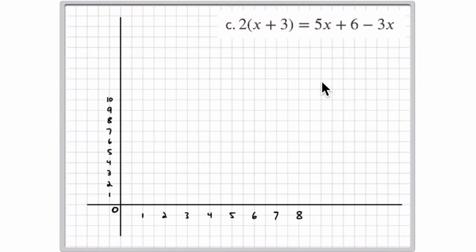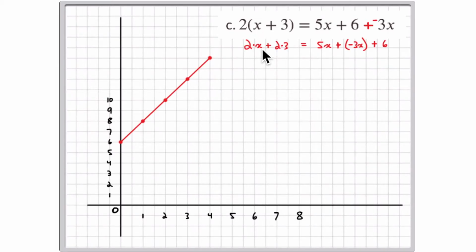The next one, can you see that? Oh, we already did C. We already looked at C.